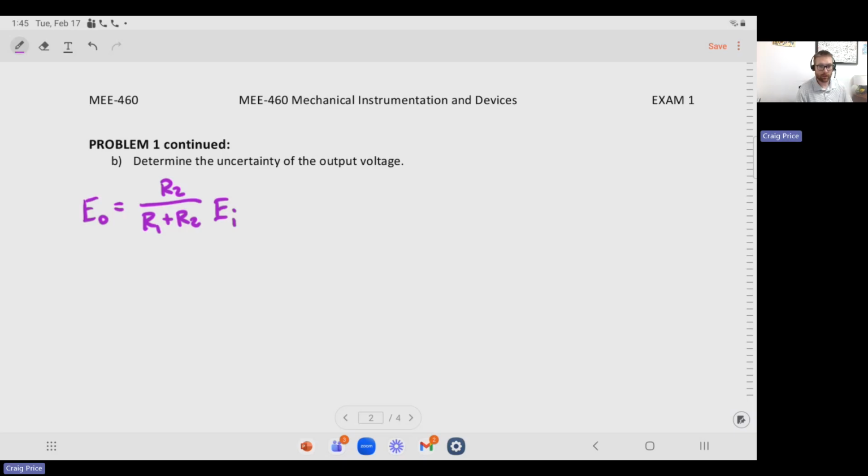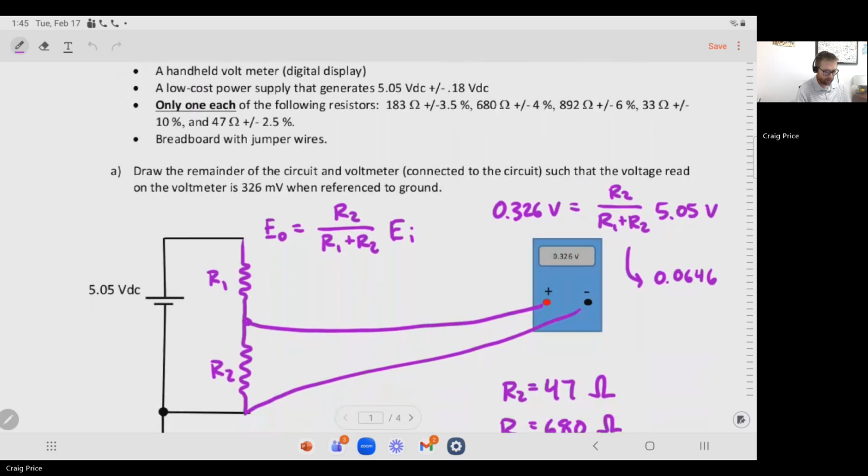So let's go through. What is R1? What is R2? Well, with these ones, all of these have uncertainty. So R1 is 680 plus or minus 27.2 ohms. How do I get that 27.2? If I go back a slide, all these have a percentage, as you can see up at the top. And so 680 times 4% is 27.2. That's how I got that.